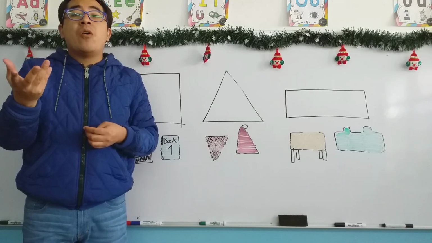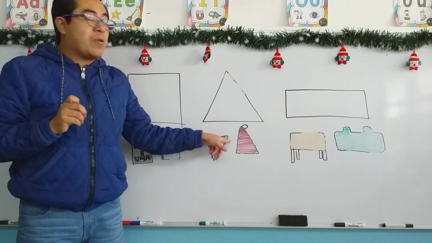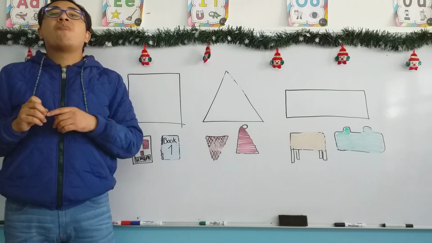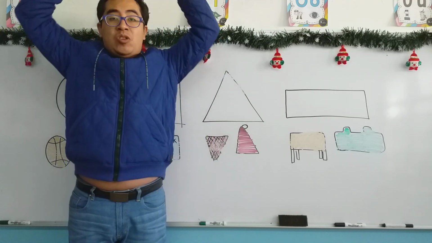El cono, the cone, is like a triangular form. Tiene forma de un triángulo. Next to the cone, we have a hat. Now, hat in Spanish es un sombrero.